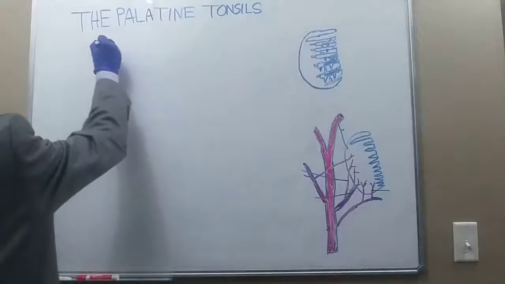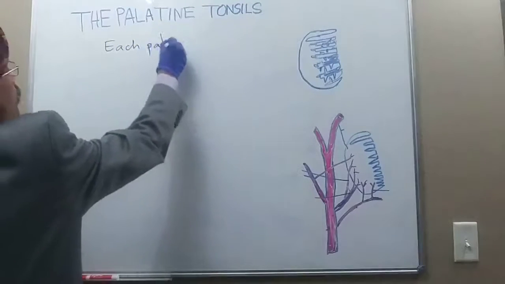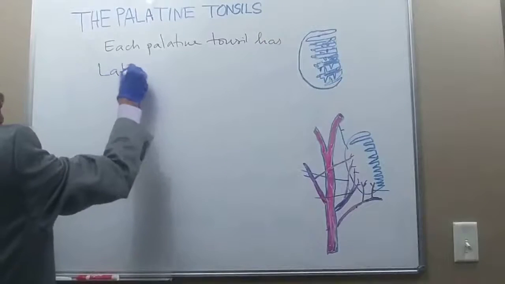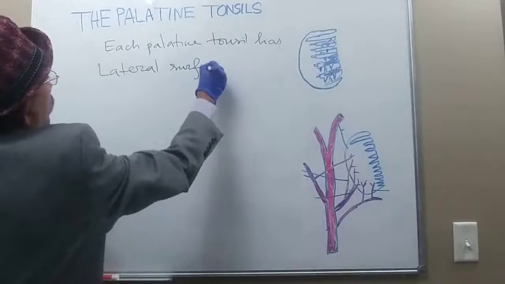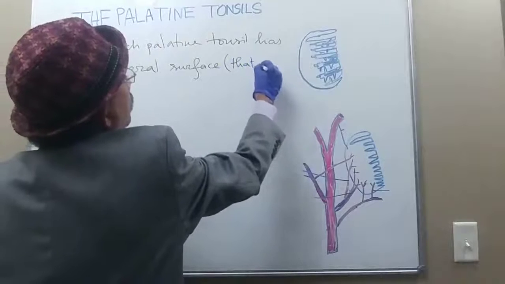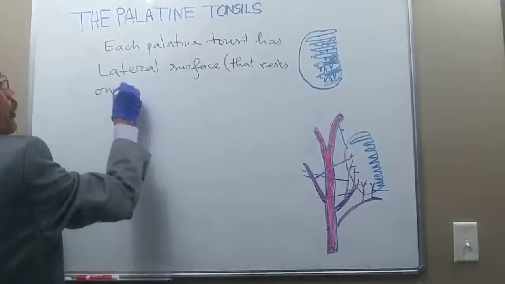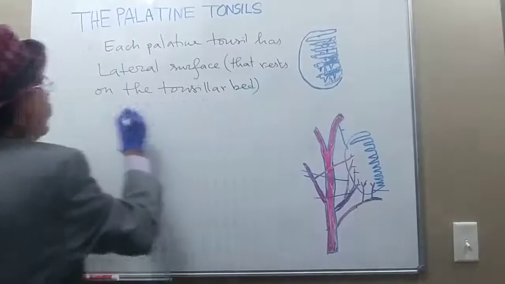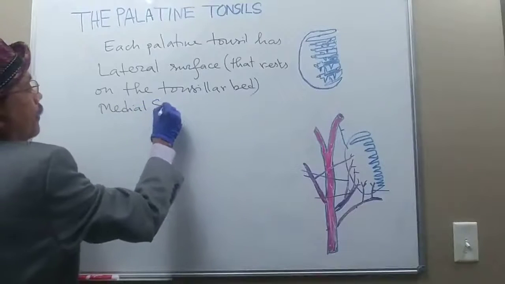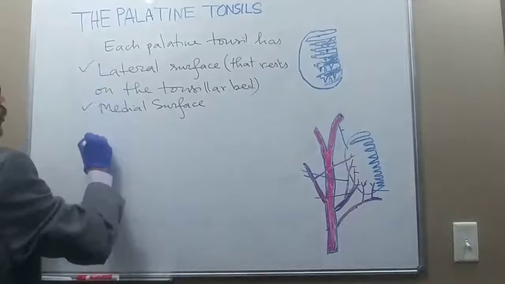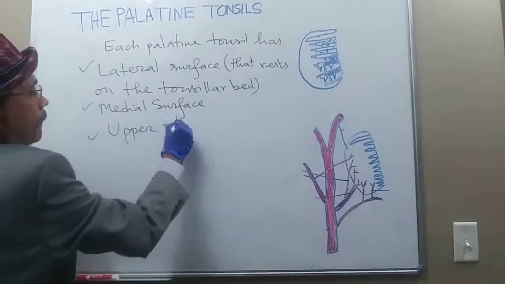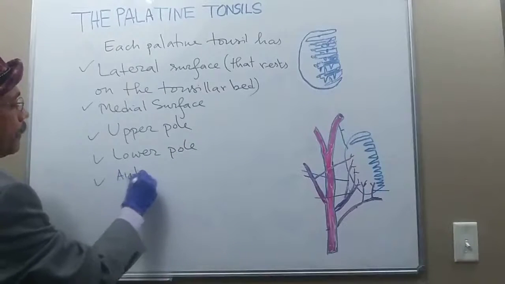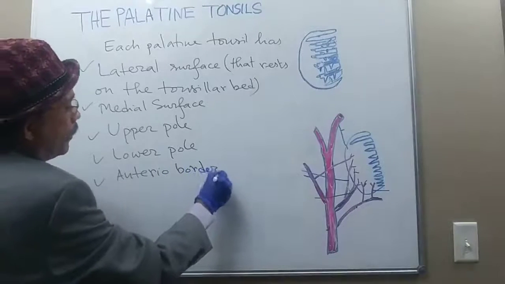Each palatine tonsil has a lateral surface that rests on the tonsillar bed, a medial surface, an upper pole, a lower pole, an anterior border, and a posterior border.